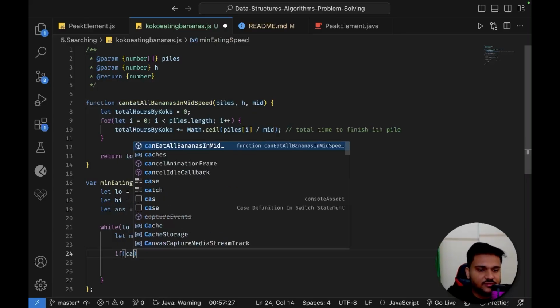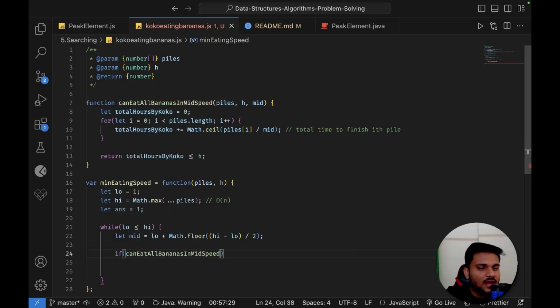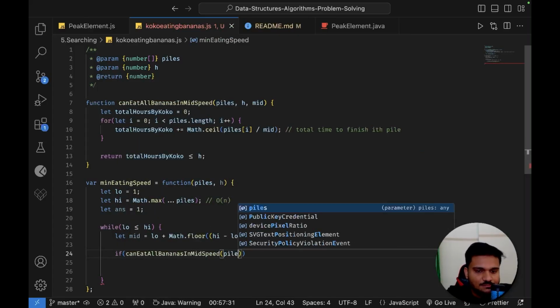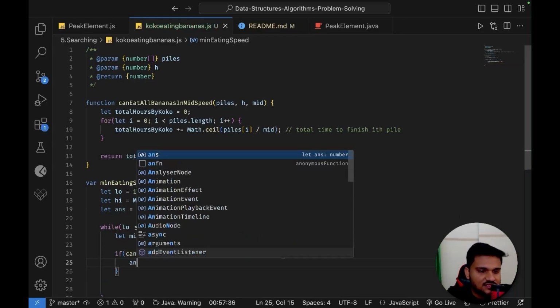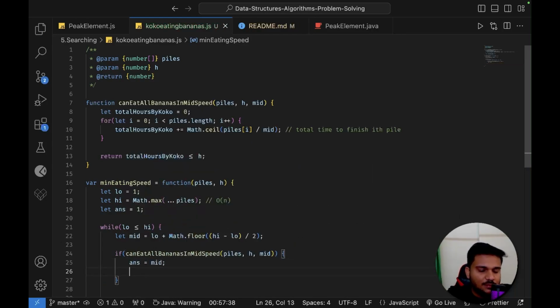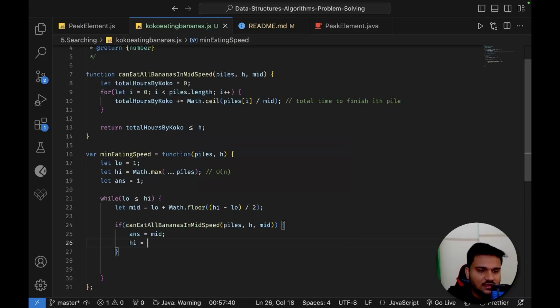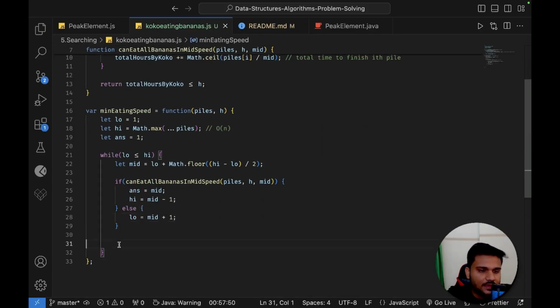So we'll say if Coco can eat all bananas at mid speed, so I'll pass piles, I'll pass h, I'll pass mid. If yes, then answer is equal to mid, because this can be a potential answer, or we can find something lesser than mid to the left of mid. Else, if you cannot eat, you will not be able to eat it in less than mid time. So you need to increase your speed to mid plus 1. And at last you can return answer.